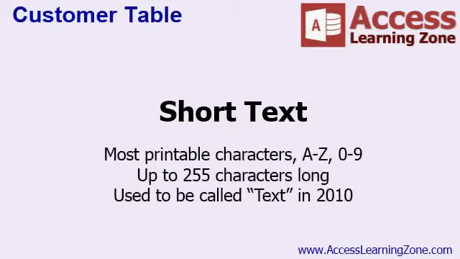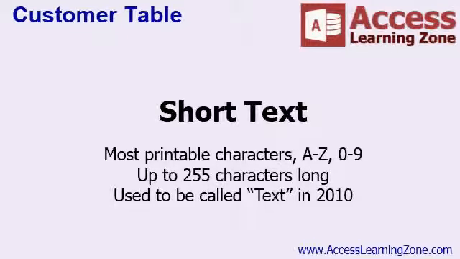The first data type, and probably the most popular one, the one you're going to use most of the time, is called short text. Short text fields can be letters, upper and lowercase, numbers, and most other printable characters. Most of the characters on the keyboard can be stored in a short text value. Short text fields can be from 1 to 255 characters long. So you can use a short text field to store most types of data. First name, last name, address, all those kinds of things.